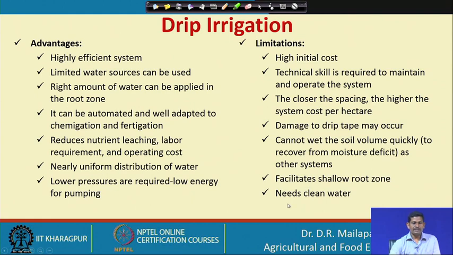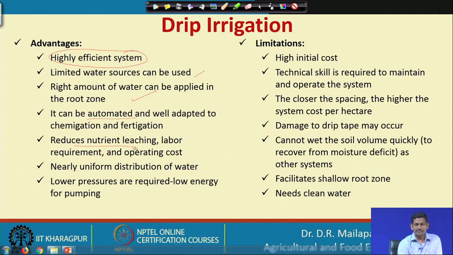So, the advantages here, the drip irrigation. This is a highly efficient system compared to surface as well as sprinkler irrigation systems. A limited water source can be used, the right amount of water can be applied to the root zone, it can be automated, and it reduces nutrient leaching, labor requirement, operating cost, and gives nearly uniform distribution of water.